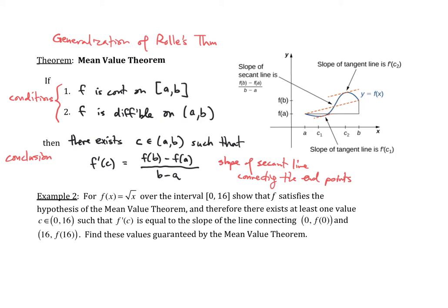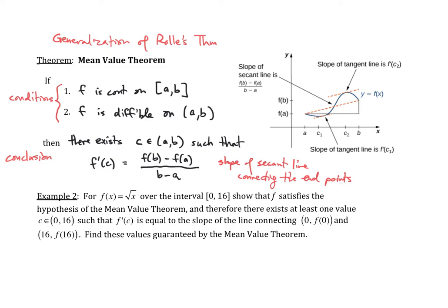What we can see is that this is an existence theorem. If these two conditions are satisfied, there exists some point. And what does this theorem say? It says there's some point that has the same slope, the same derivative as the slope of the secant line.